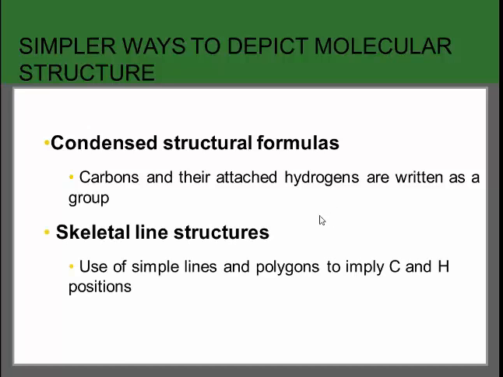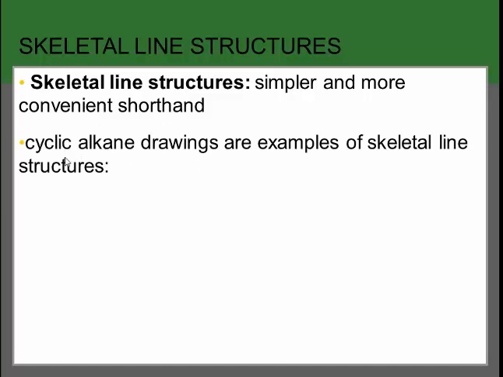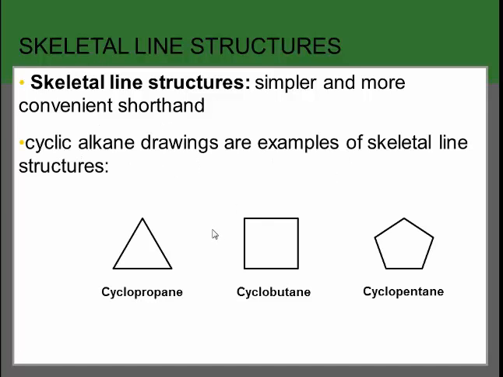Even more simply are skeletal line structures. We saw those in the cycloalkanes, and we can also use those in the linear alkanes. They're the use of simple lines and polygons to imply C and H positions. We don't actually write in C's or H's. So skeletal line structures, a quicker way to draw our organic structure. They're simpler, they're more convenient, they're essentially a shorthand. Cyclic alkane drawings are examples of skeletal line structures.